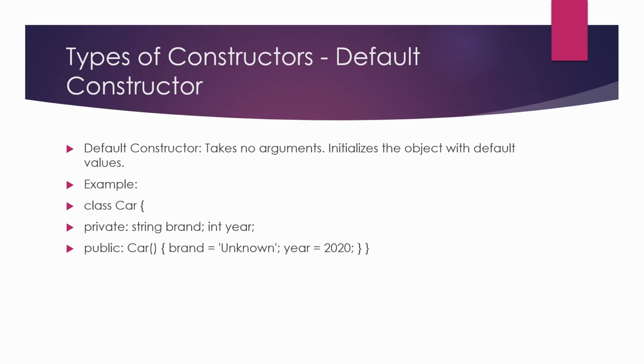Let's explore the different types of constructors. First up is the default constructor. This constructor does not take any arguments and initializes an object with default values. For example, if we have a car class, a default constructor might initialize the car's brand to unknown and year to 2020.